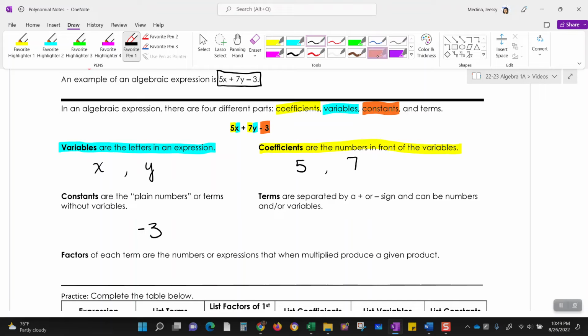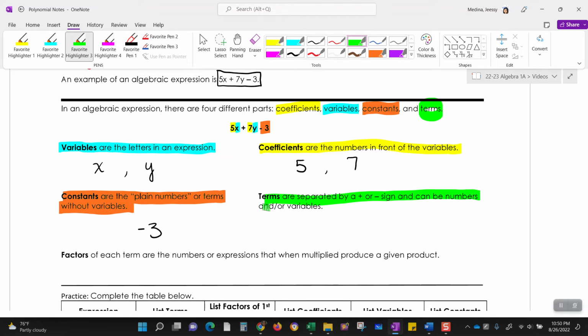And I think I forgot to highlight this. Ooh, oops. And the terms overall are going to be those that are separated by a plus sign or a minus sign. And they can be numbers and they can be variables. So we have one plus sign right here and we have a minus sign. So this is considered one term, another term, and another term. So we have three terms in this expression. We have 5x, we have 7y, and we have -3.